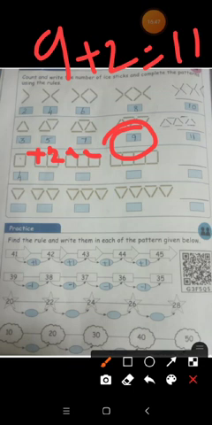Next, find the rule and write them in each of the patterns given below. Here 41, 42, the blank circles are given. This place they have allotted to write the rule. But I have already done it for you, you just listen how I have done here. Rule means we want to know the difference between the first two numbers, 41 and 42. So 42 minus 41 is 1.